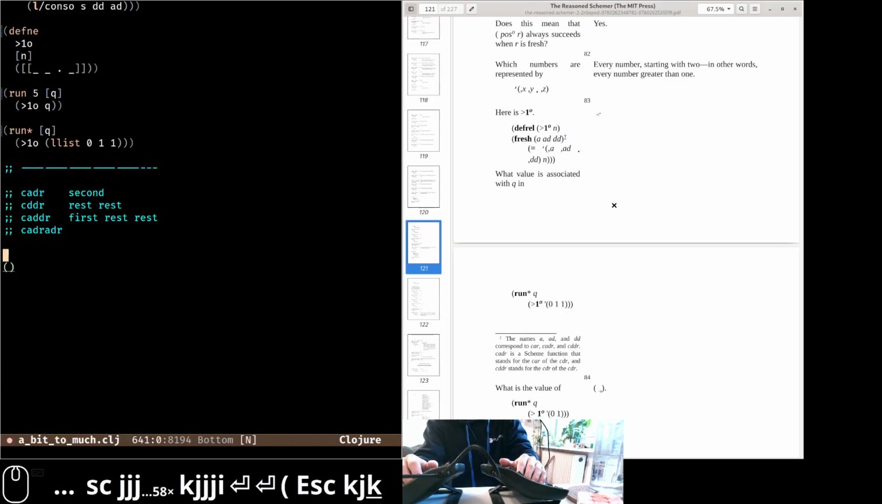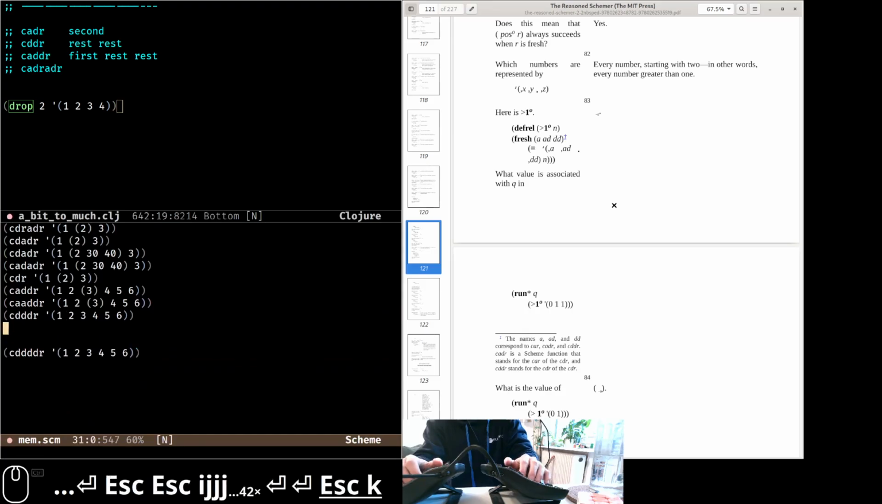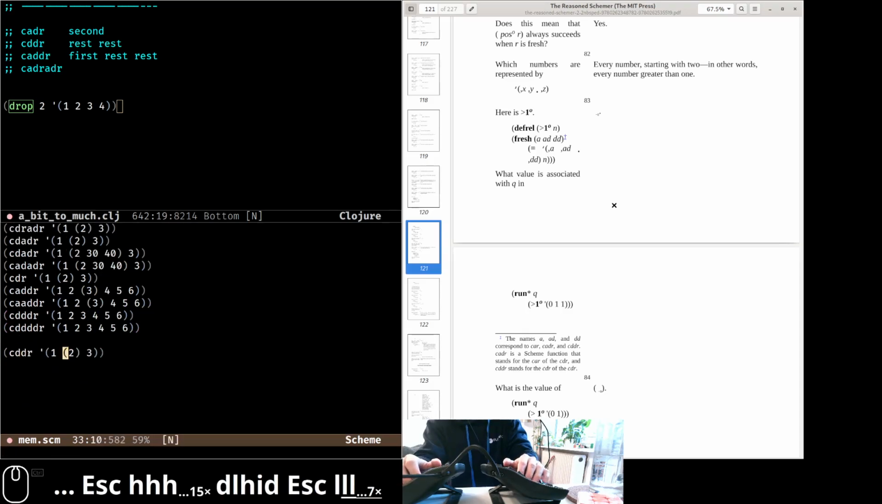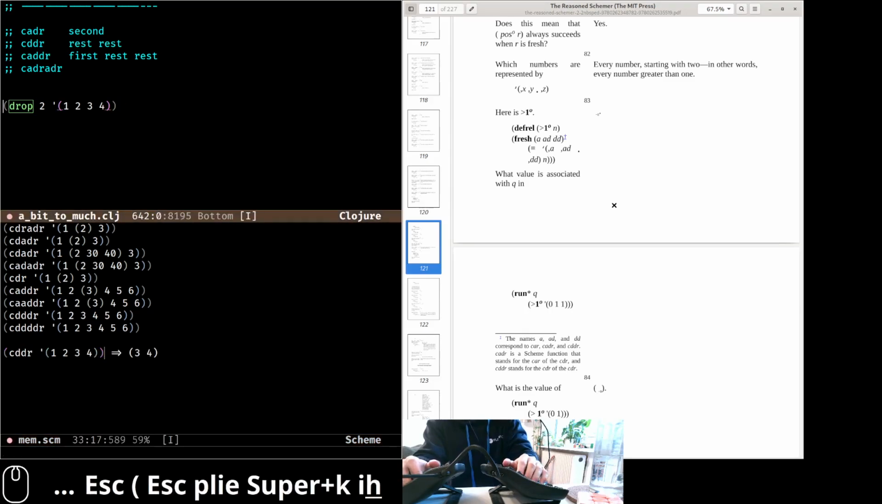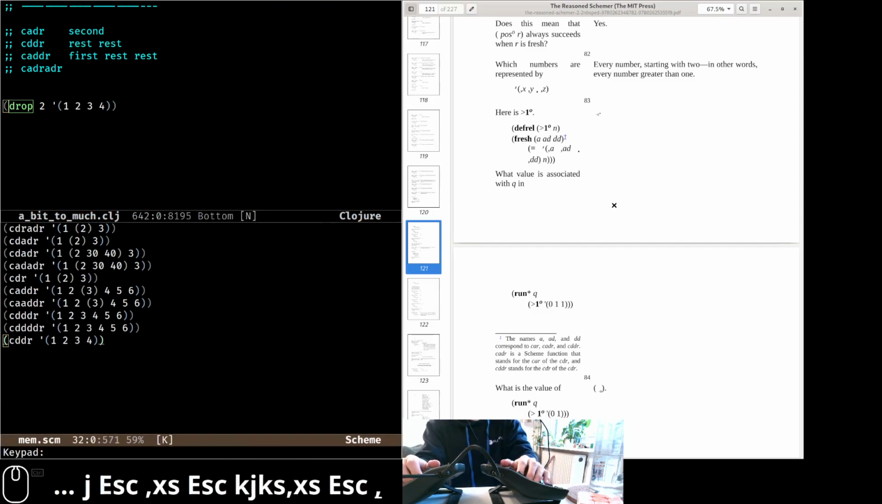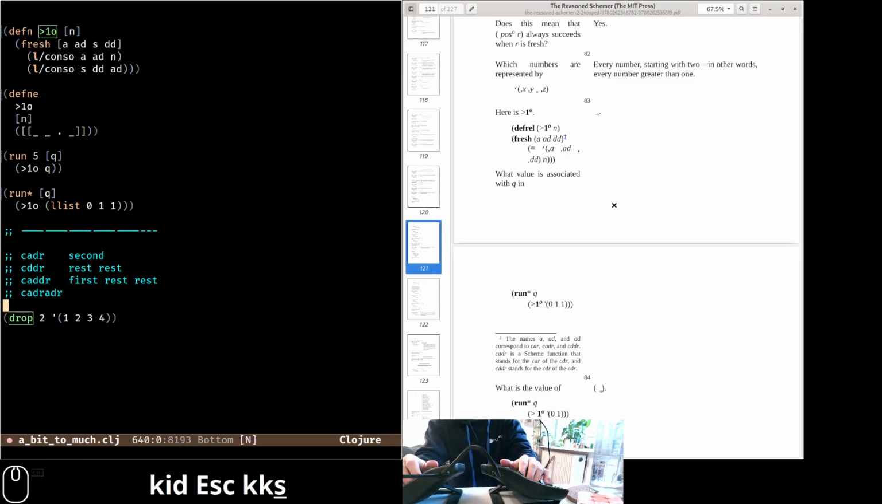In Clojure, the kudder, we say drop 2. Drop 2, right? And this is 3, 4. And in Scheme, the kudder is 3, 4, right? 3, 4. Yeah, it's the same. We say drop 2 instead of kudder. Slightly different approach. That seems to be more modern.